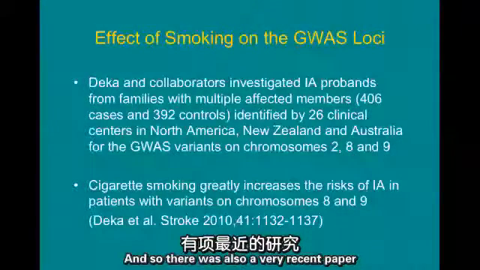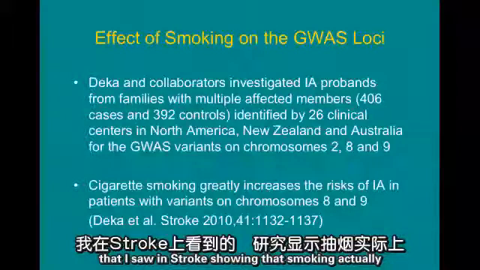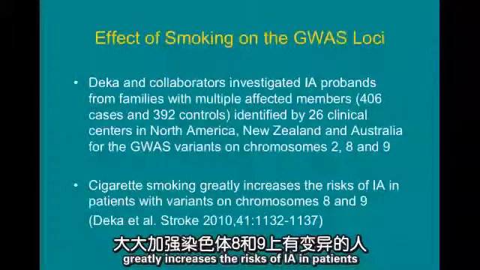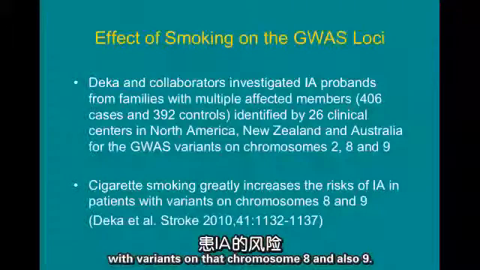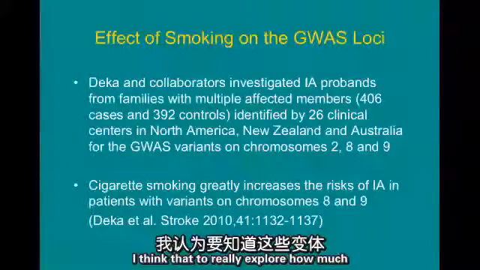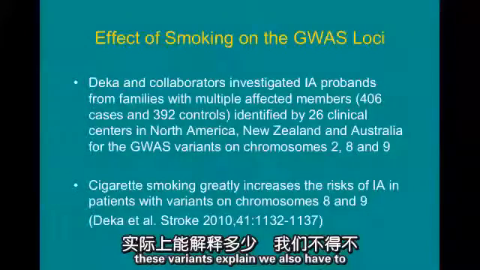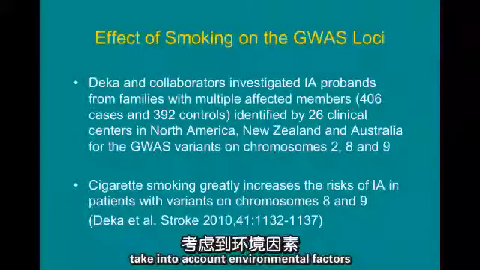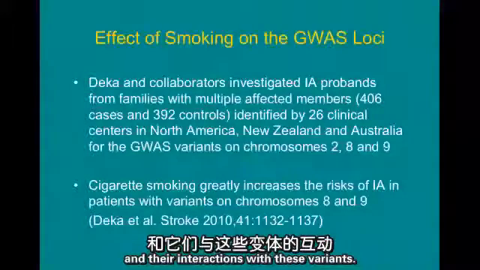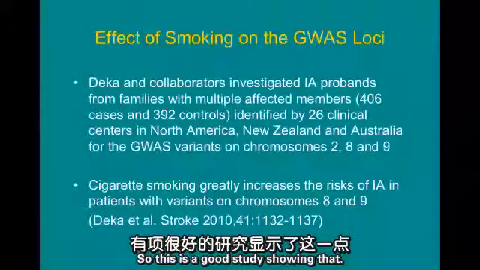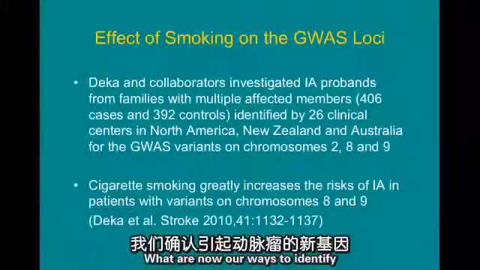There was also a very recent paper that I saw in Stroke showing that smoking greatly increases the risk of IA in patients with variants on chromosome 8 and also on 9. So that's interesting. I think that to really explore how much these variants explain, we also have to take into account the environmental factors and their interactions with these variants. So this is a good study showing that.